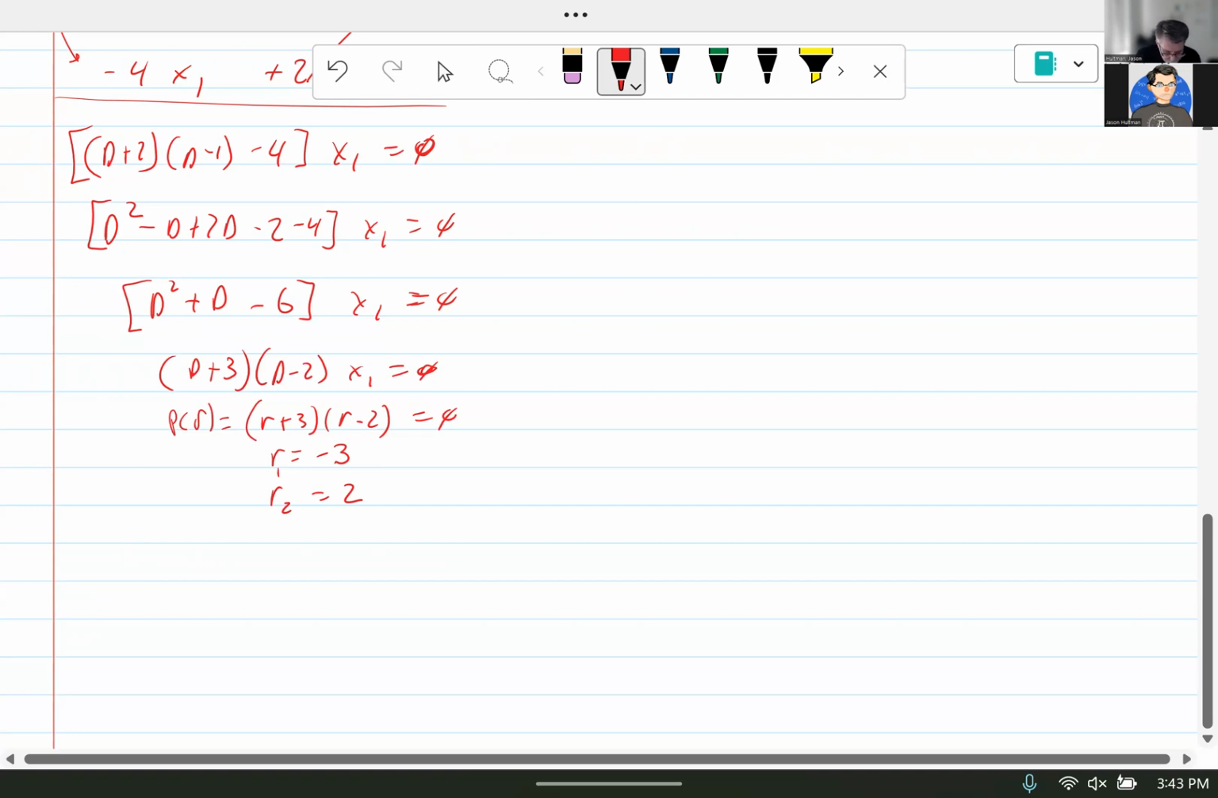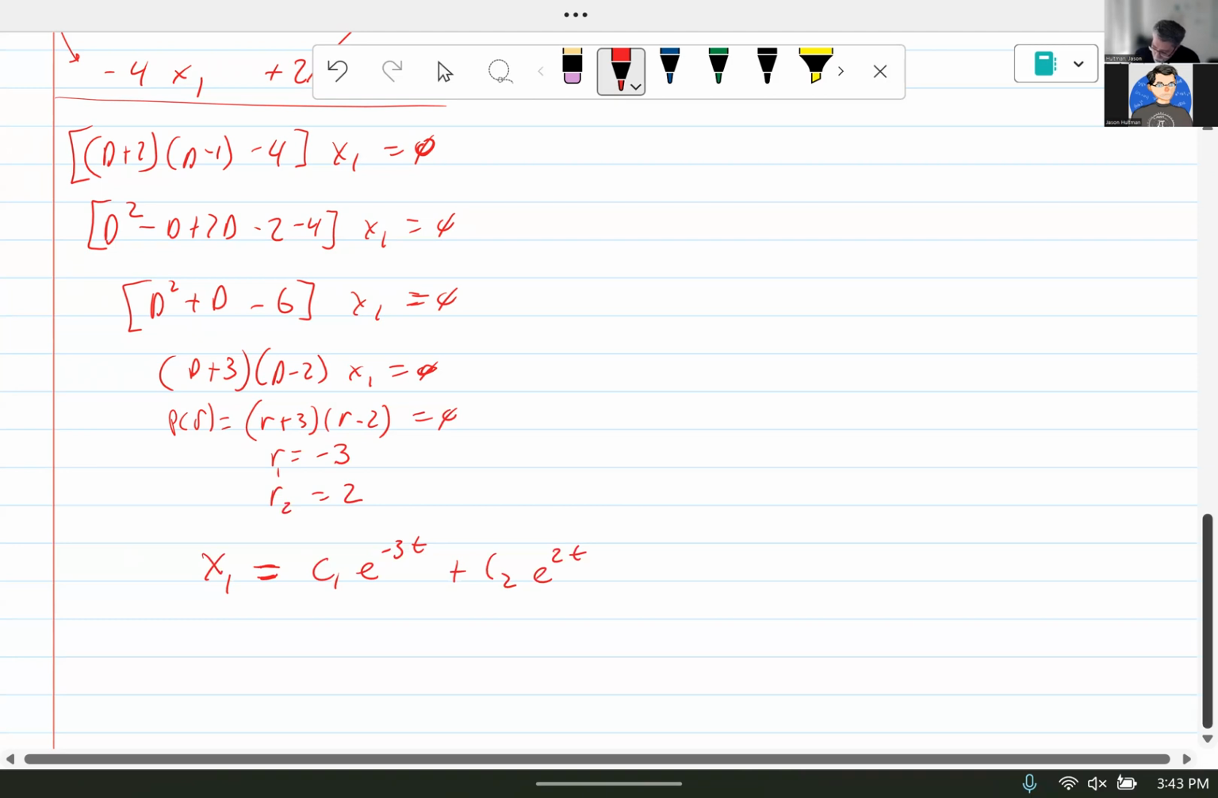Okay, so I know that x1 is equal to c1 e to the negative 3t plus c2 e to the 2t. Okay, so I have x1. What I'd like to get is x2 now, because x1 and x2 are going to help give me my general solution. Okay, what is x1? What is x2?